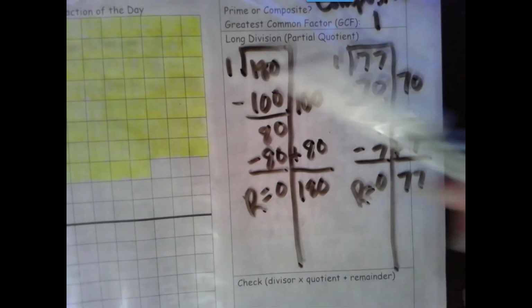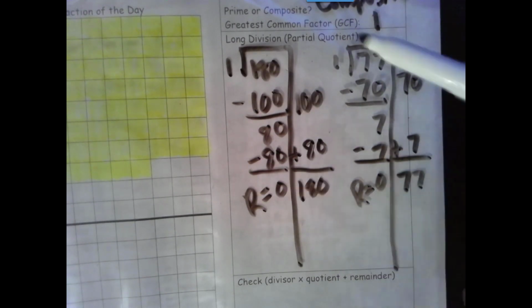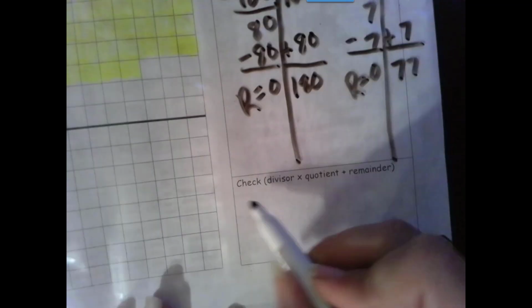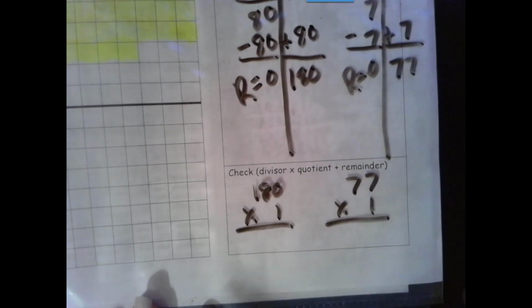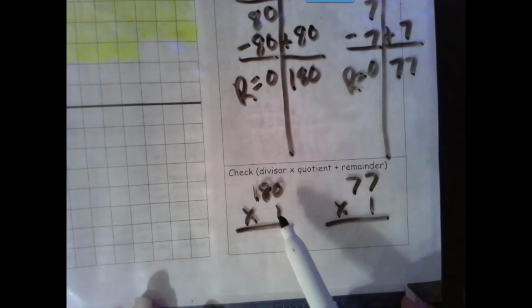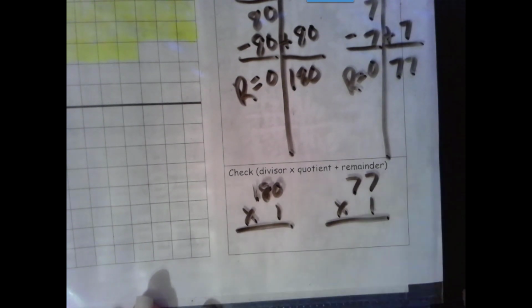Now we're going to check divisor times quotient plus remainder. Since our remainder is 0 for both, and the identity property of addition says when you add 0 it stays the same, we don't need to add 0. But what we end up with here is the identity property of multiplication, which says when you multiply by 1, it stays the same.